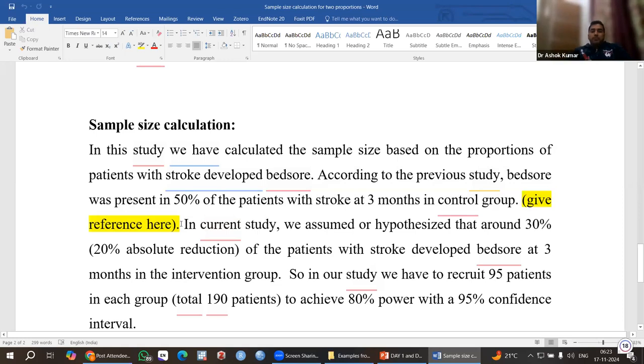So what do we mean by P2? P2 is 50% here at 3 months. So what is it? It is the prevalence of bed sore. Bed sore, yes; bed sore, no. That is categorical or qualitative data.